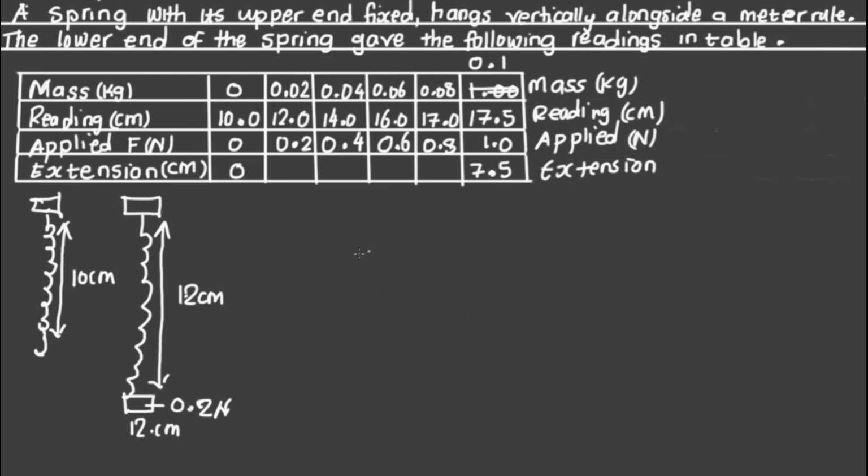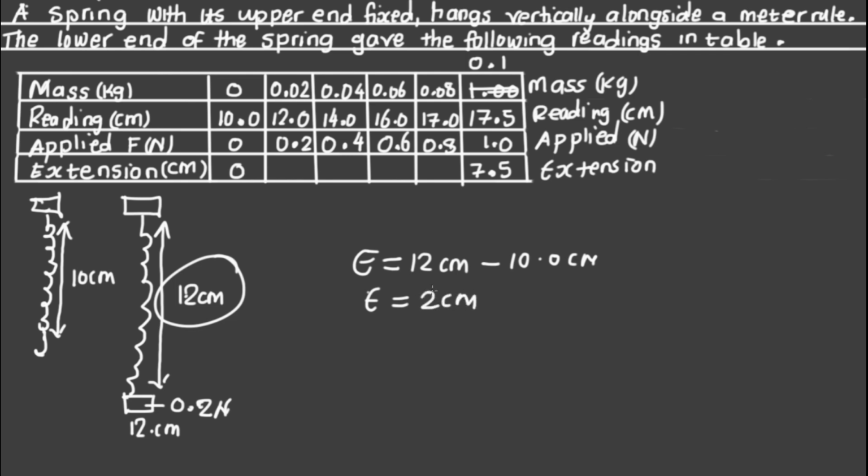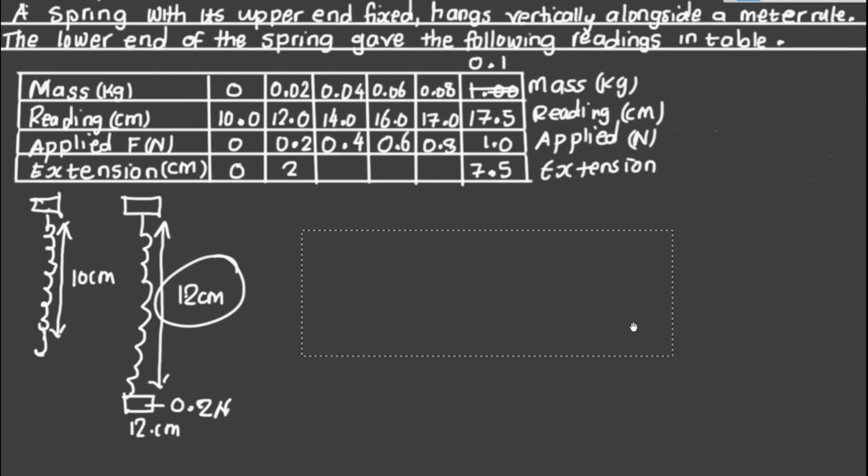So to find the extension, we are just going to look at the total reading of our spring, which is 12 centimeters, then minus the original, which is 10.0 centimeters, and the difference is giving us 2 centimeters. So this is the number that we are going to put here. So that's what you are supposed to do.